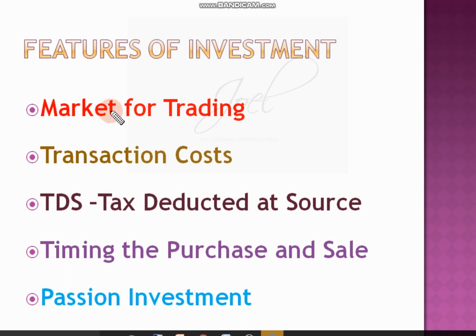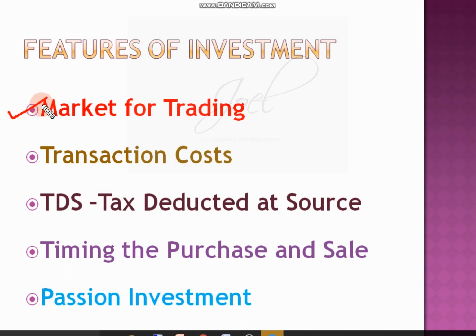Market for trading. When it comes to investment, there is always a good market to trade your investment avenues. You have shares, you can sell them in the share market. You have debentures, for that a separate market is available. Similarly, there are various types of things. For everything there is a market.